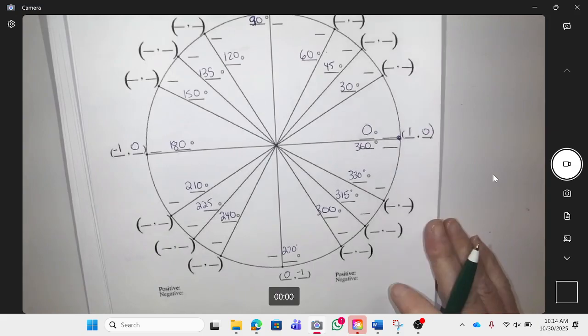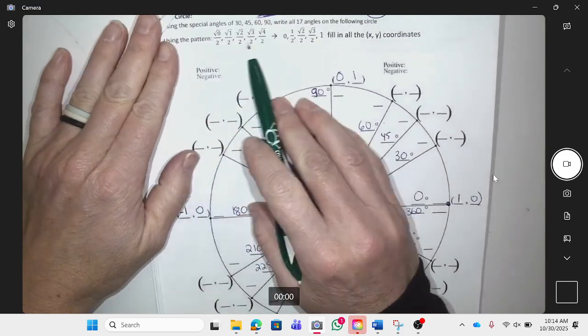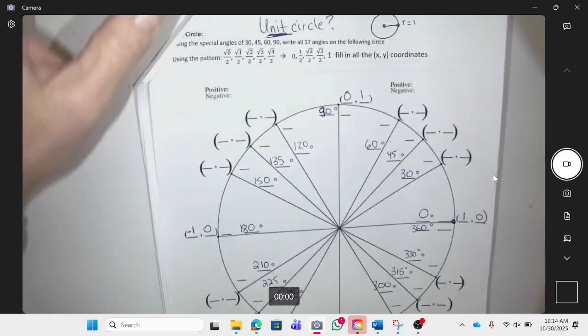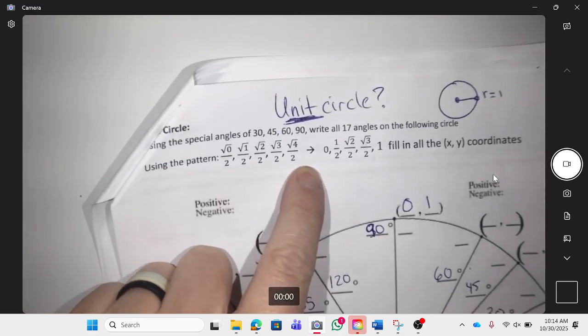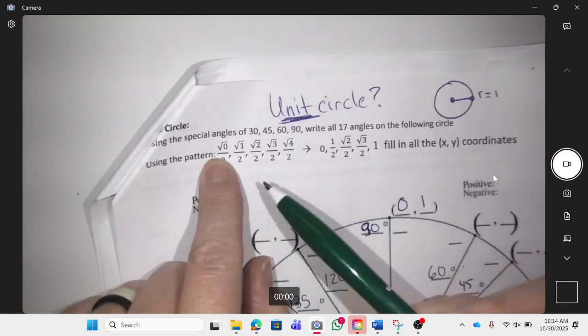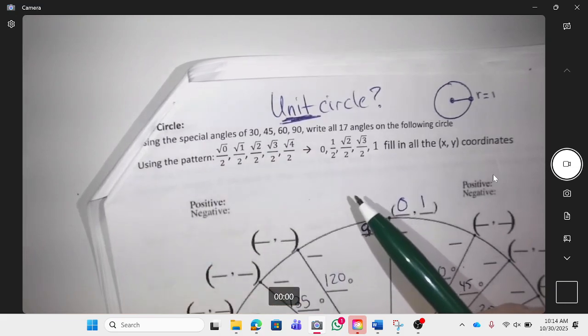Okay, so now everything's going to follow a pattern. So here's how the pattern can start. Root 0 over 2, root 1 over 2, root 2 over 2, root 3 over 2, root 4 over 2. Okay, do you see why I'm getting a pattern out of that? The tops are just increasing, and it's always over 2.